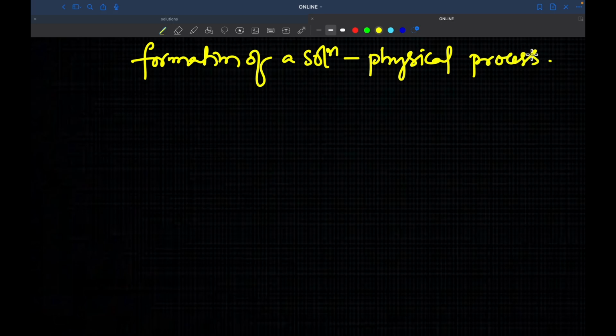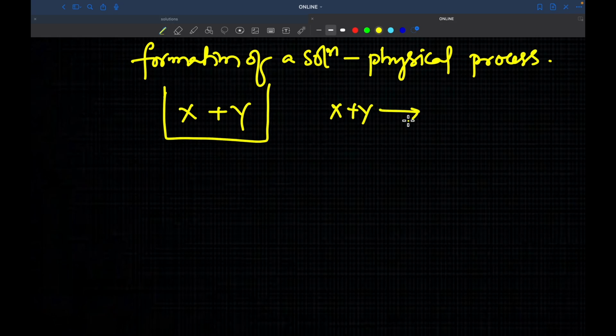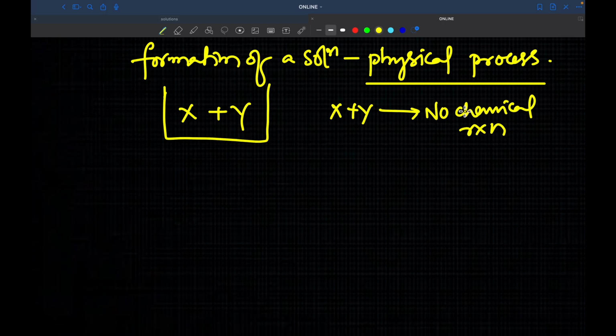What is the meaning here? If I am mixing x and y to make one solution, x and y should not react with each other to give any chemical reaction. There should be no chemical reaction between x and y. Then only you call this a physical process. If it is not a physical process, we will obtain new compounds. So formation of new compounds is not the formation of a solution.